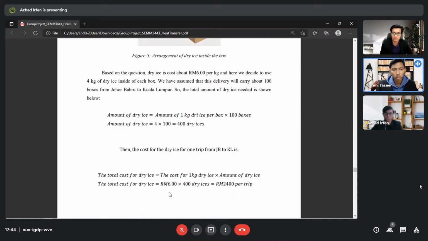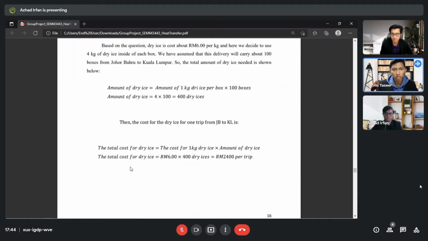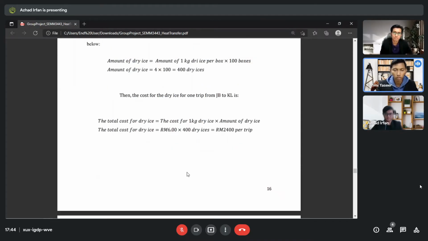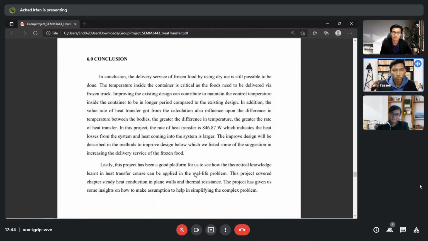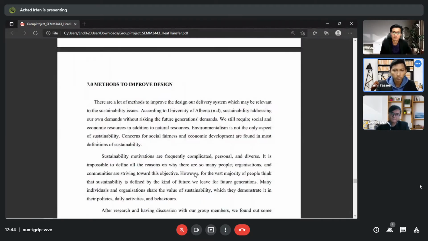So for the cost, that ice is RM6 for 1 kilogram. So that's 400. We use about 400 kilograms. So the final cost is about 2,400 per trip. Next, we move to the methods to improve the design.